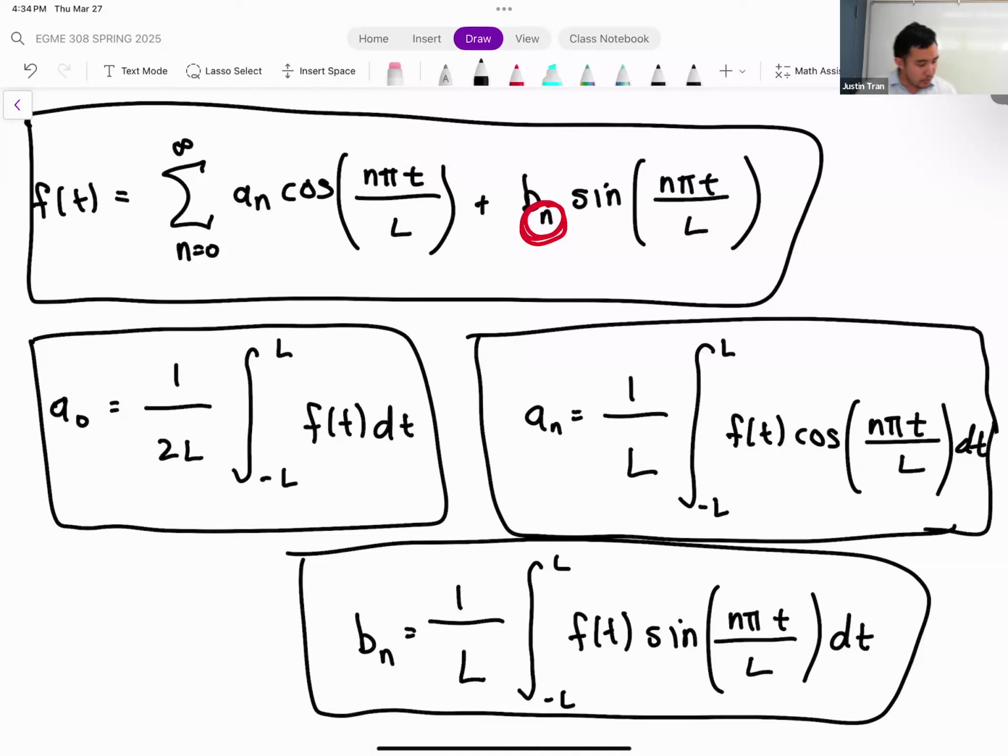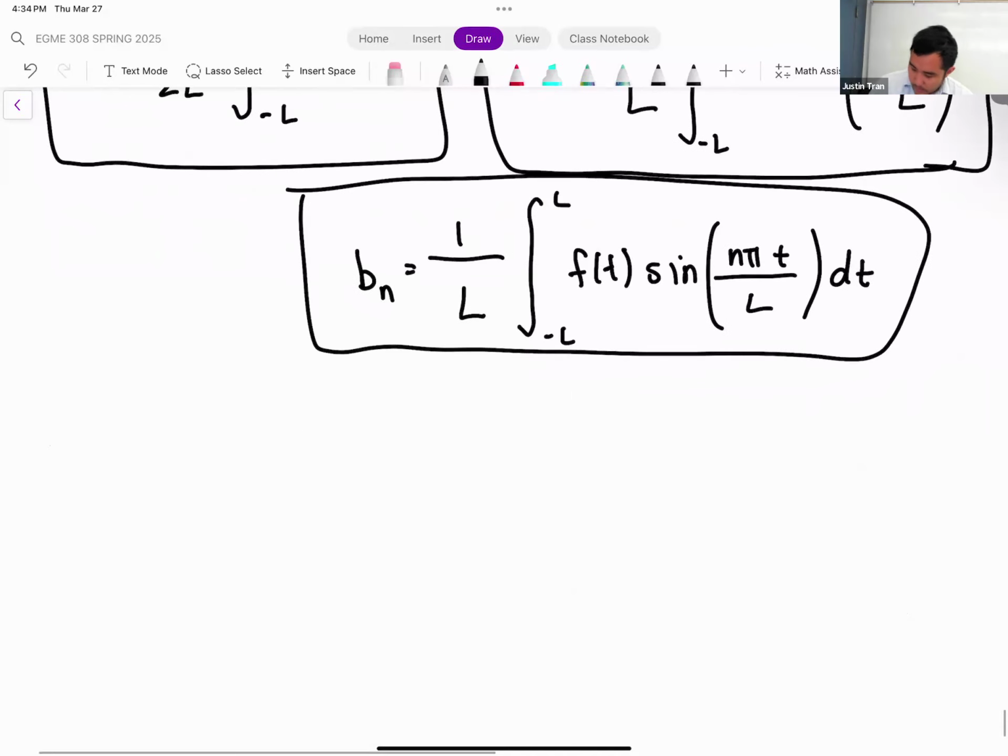Okay. All right. So let's do an example to see how this goes here. Actually, let me do this example. So once again, we're going to have a discontinuous function, but we're going to assume it's periodic. Okay. So we're going to compute the Fourier series expansion.